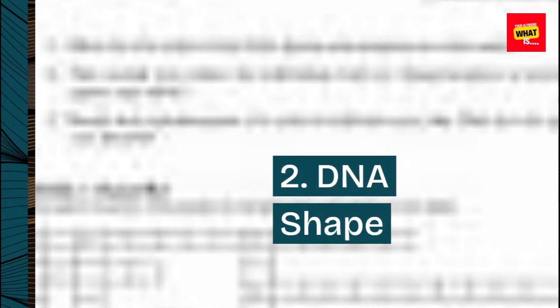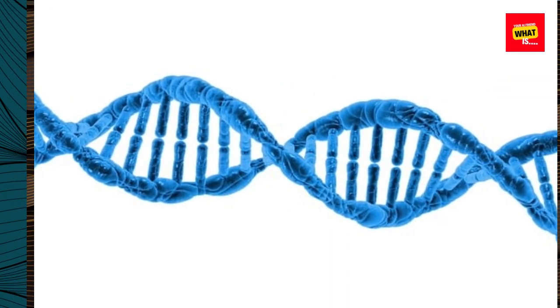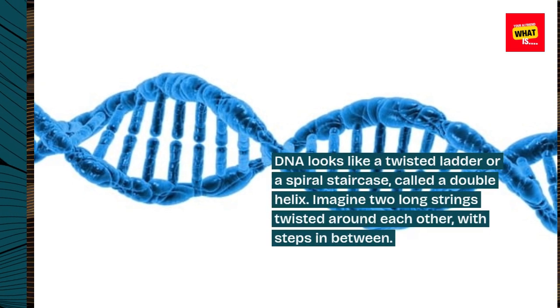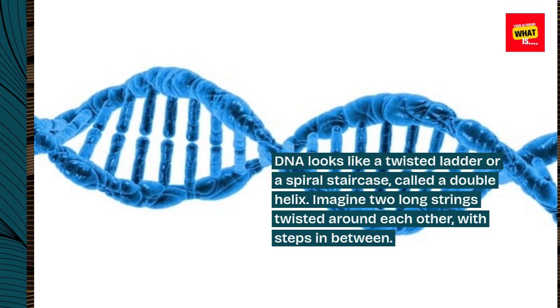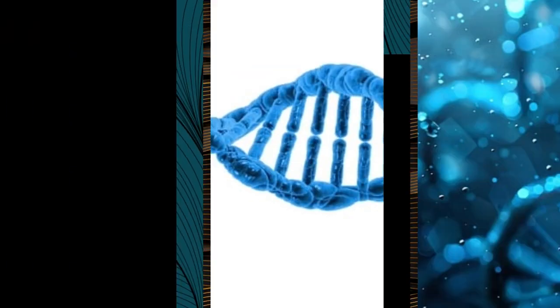2. DNA shape. DNA looks like a twisted ladder or a spiral staircase, called a double helix. Imagine two long strings twisted around each other, with steps in between.